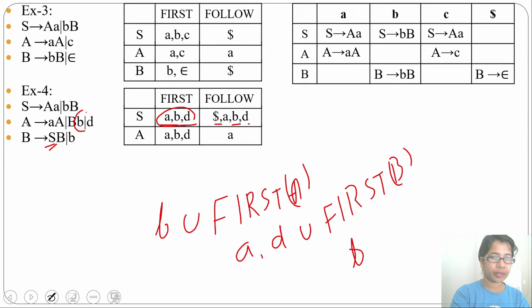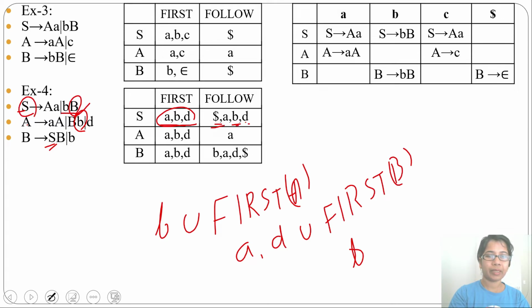And what will be follow of B? Here after B terminal B is present. So follow of B will be B, and there is another production S derive BB. Due to this follow of B will include follow of S, and what is follow of S? It is dollar, A, B, D.